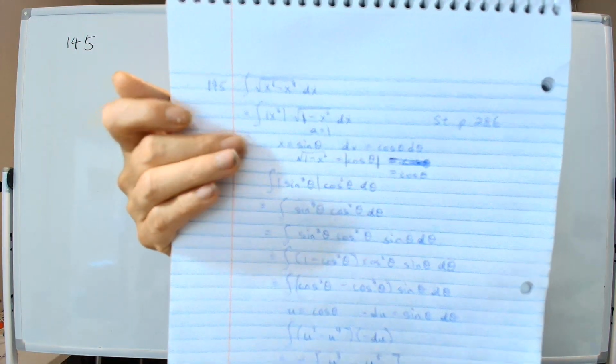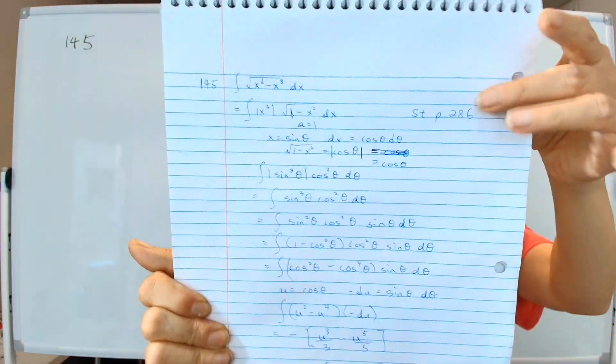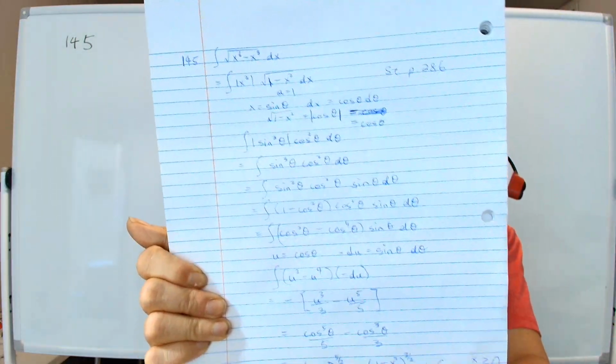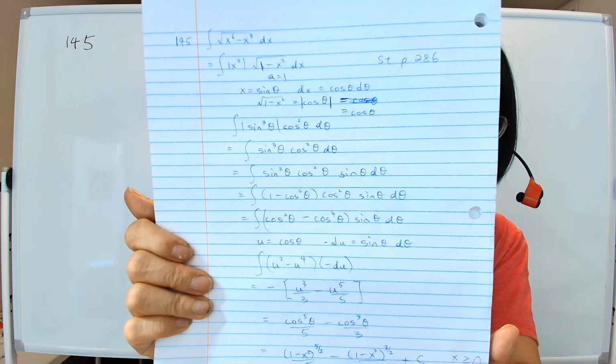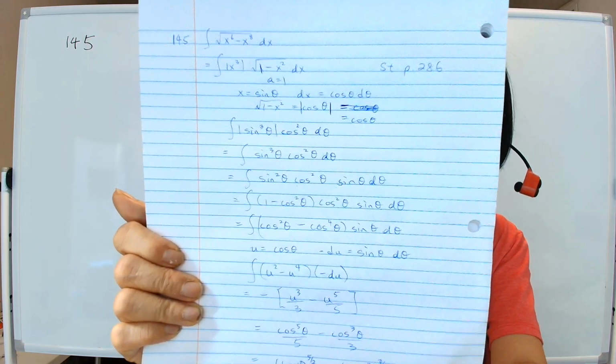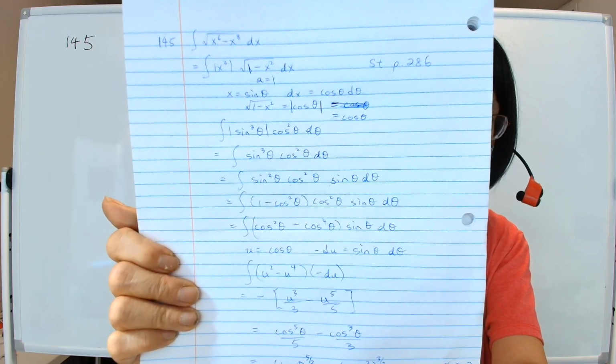So we are following the strategy on page 286 again, where x equals sine theta. And then, of course, cosine theta is equal to the square root of 1 minus x squared, and so on.